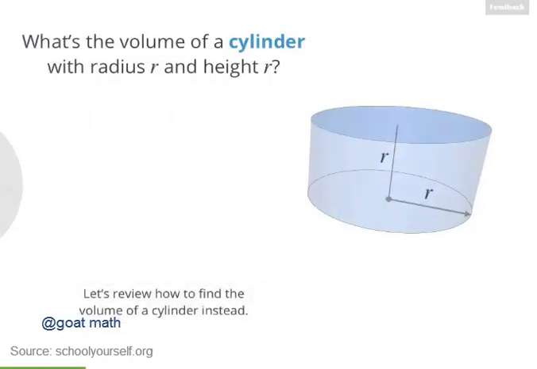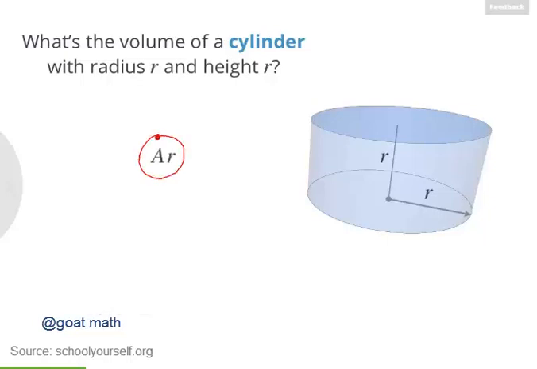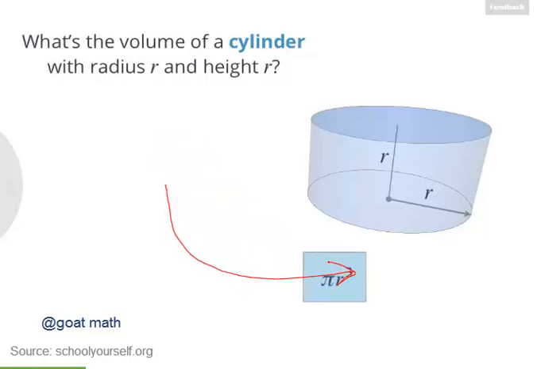Nicely done. Just like a prism, the volume of a cylinder is the area of its base times its vertical height, which is r for this cylinder. And once again, the area of the circular base is pi r squared. So the volume of this cylinder is pi r squared times r, or pi r cubed. Let's just hold on to this fact down here.